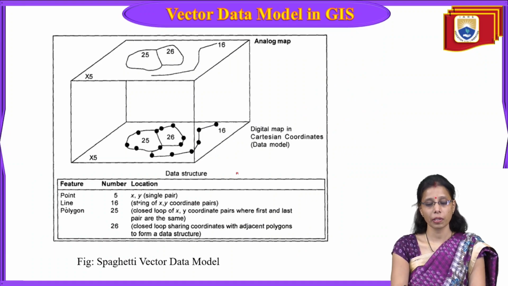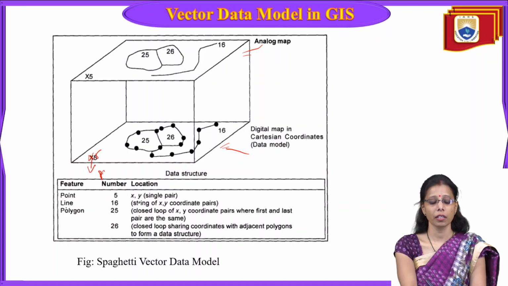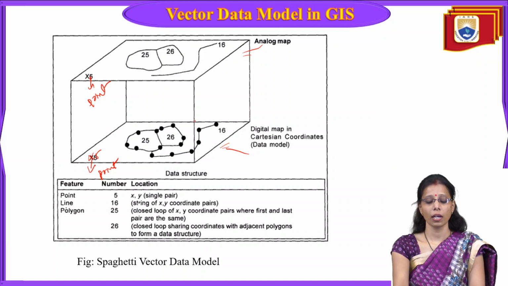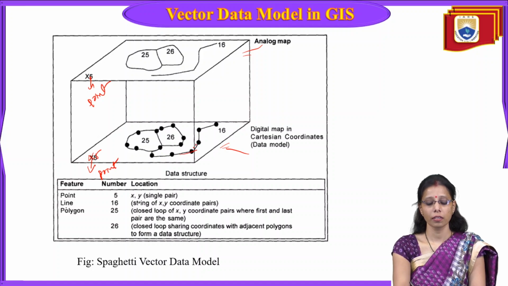Now here is the spaghetti model. Here is an example of how it looks. When you want to show it in a digital map, it looks like this. If you want to show it in an analog map, it looks like this. Now here, what is xy? Point. This xy is also a point. So it is represented in digital form like this. Now you have a line and you have a polygon. So this is the line.